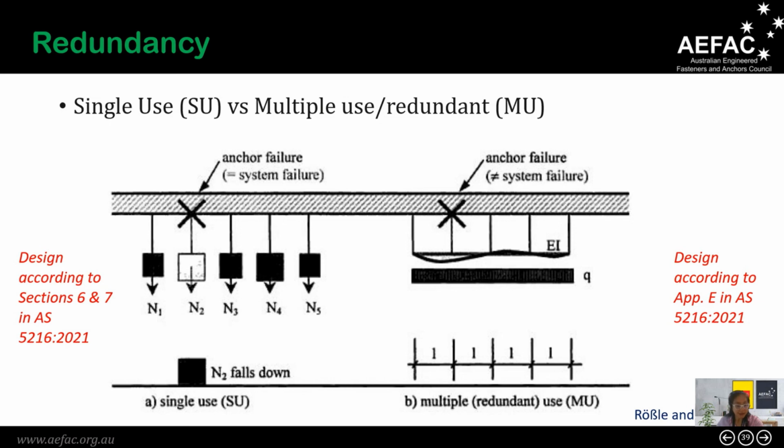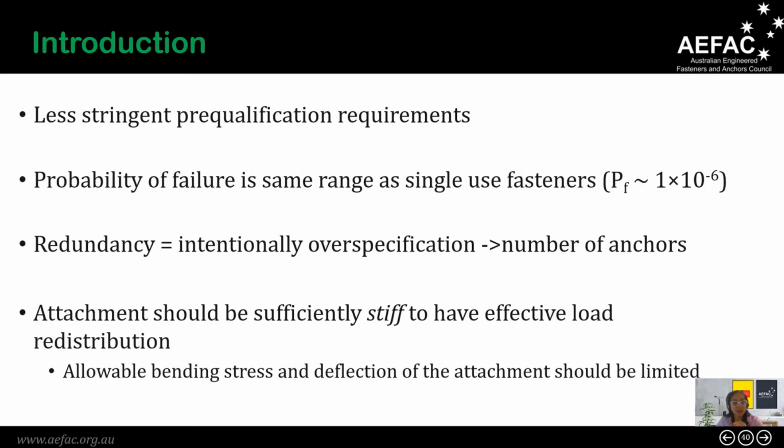So for single-use anchors, they are designed according to Sections 6 and 7 in AS 5216, whilst for redundant fastening, design is done according to Appendix E in AS 5216. So the redundant fastening has less stringent pre-qualification requirements compared to their statically determinate counterparts. They have the same range of probability of failure as the single-use fasteners, which is 1 in a million. The redundancy is achieved via intentionally over-specifying the number of anchors.